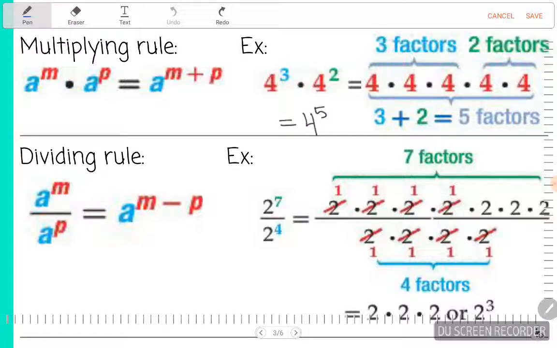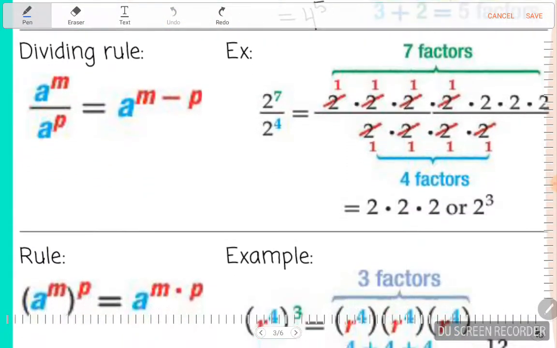And I can see why that makes sense, because 4 to the third looks like this: 4 times 4 times 4. 4 squared looks like this: 4 times 4. You're multiplying them, so really all you've done now is create a long chain of multiplication of 4s. So instead of just having 3 and then 2, I could say I have one strand of 5, which would be 4 times itself 5 times, or 4 to the 5th.